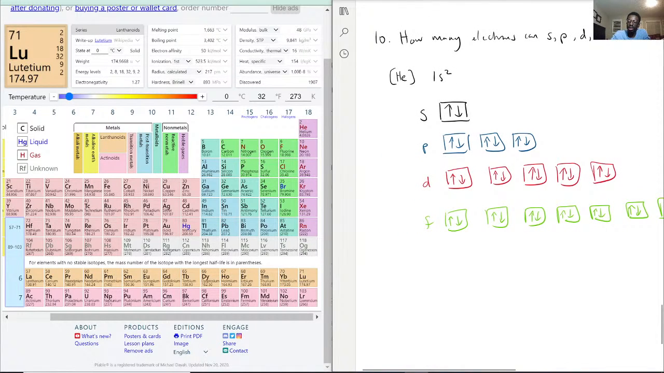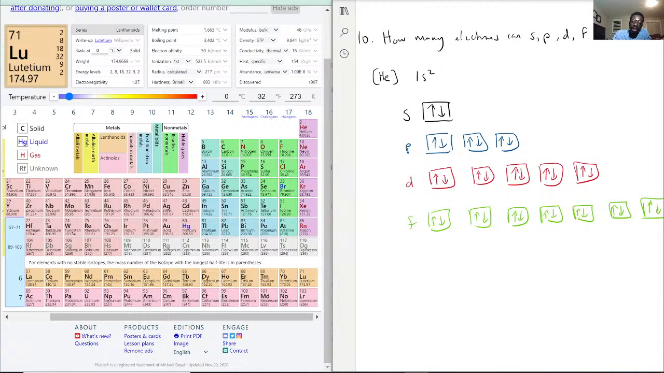So to answer your question of how many electrons the S, P, D, and F can fit, it will be 2 here, 6 here, 10 here, and 14 here. Okay?